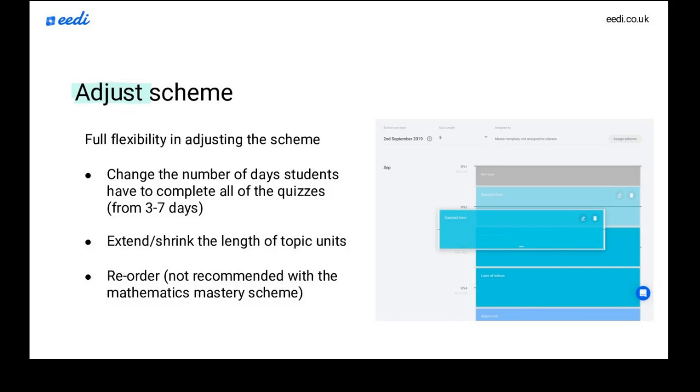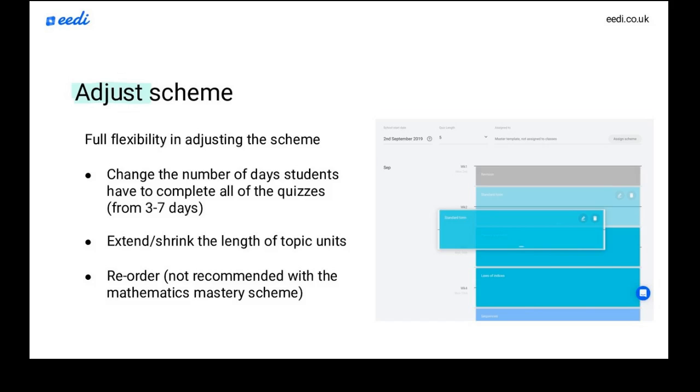Once you've added the scheme of work, the great news for you is you don't have to do any adjusting because it's already created in the order. But let's say, for example, for your GCSEs, you really needed to cover a certain topic that you might have missed last year or recap on something. What you can basically do is adjust the topic units a little bit and perhaps insert a topic before you start if you needed to. But the thing I think is going to be most useful for everybody here is adjusting the number of days the students have to complete the quizzes. You can adjust it from 3 to 7 days, so you can increase that. I think it's set for 5 for Mathematics Mastery, but you can, of course, adjust it.